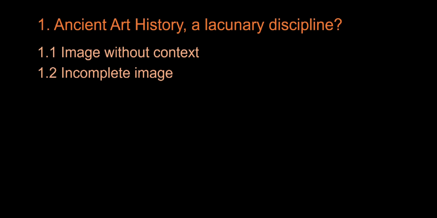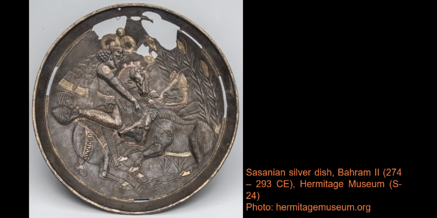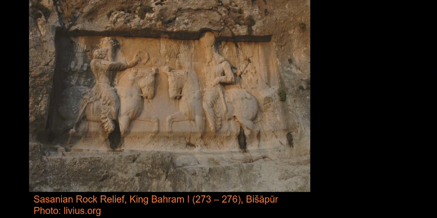As an art historian of ancient periods, more often than not, I have to work on fragmentary images. Such as that Sasanian silver dish with a missing part, or that Sasanian rock relief where the water from an old canal had left a deep cut.